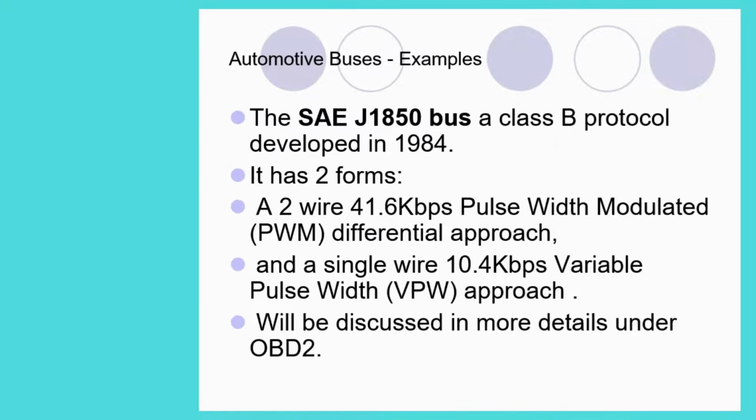The SAE J1815 bus is a Class B protocol developed in 1984. It has two forms: a two-wire 41.6 kilobit per second pulse width modulated differential approach, and a single-wire 10.4 kilobit per second variable pulse width approach. This will be discussed in more detail under OBD2.